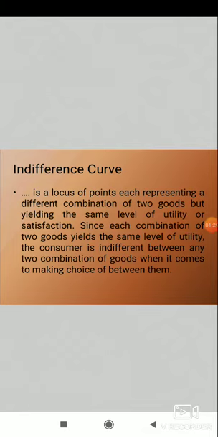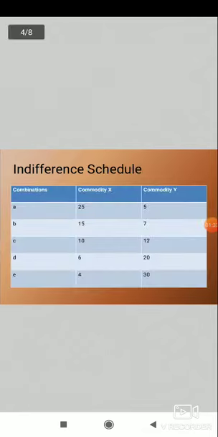The meaning of the indifference curve will be clear with the help of an indifference schedule. This table shows the various combinations of different groups of commodity X and Y. From the first group, we can see that the consumer is satisfied with 25 units of commodity X and 5 units of commodity Y. Whereas with the combination from group E, the consumer will be satisfied with 4 units of commodity X and 30 units of commodity Y.